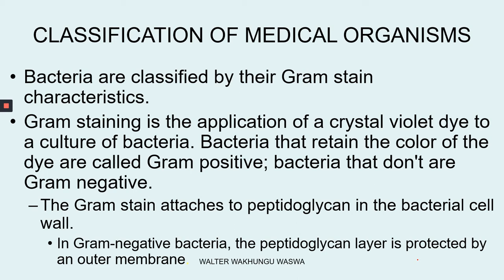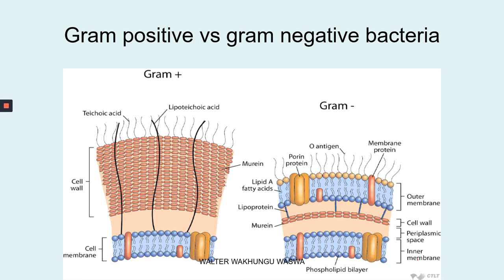Let's look at it at a microscopic level: gram-positive bacteria in terms of their wall structure, and gram-negative bacteria in terms of their wall structure. Remember that we are just looking at the cell wall of the bacteria, and this is how it looks. There is the teichoic acid, but we are interested in the peptidoglycan layer. It is thinner in the gram negative and thicker in the gram positive, which gives the gram positive the ability to retain the stain.